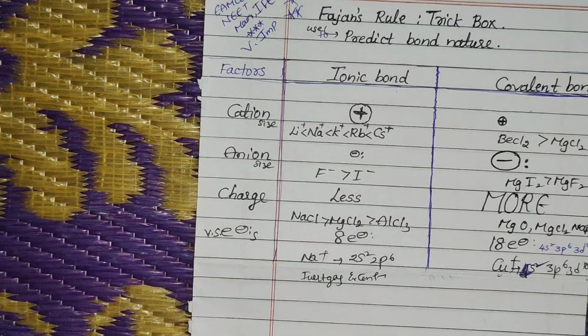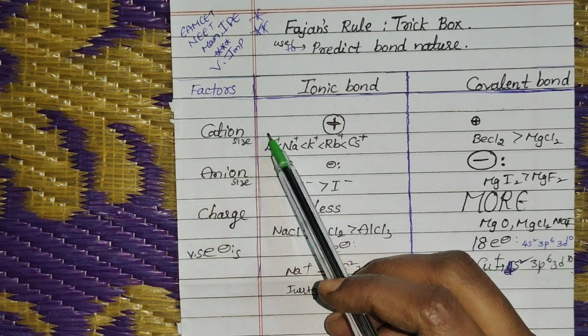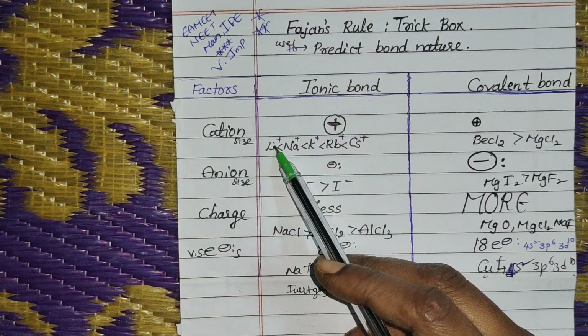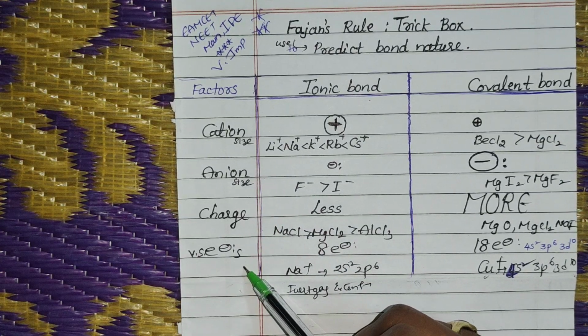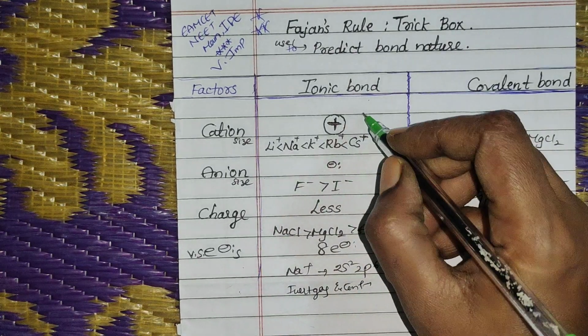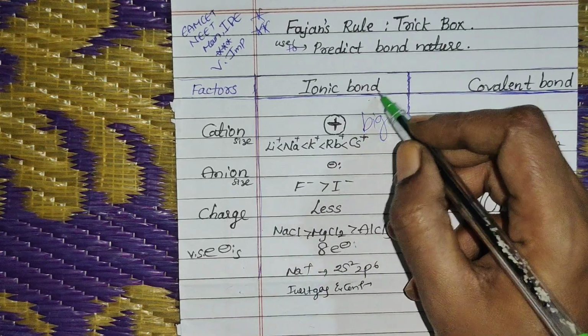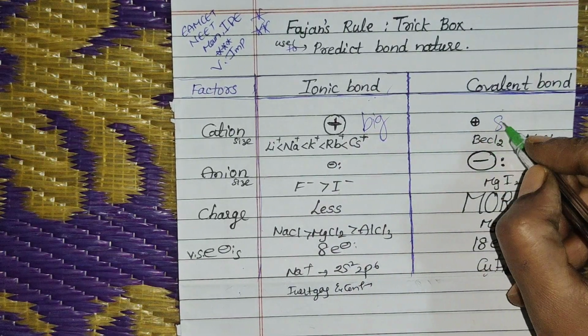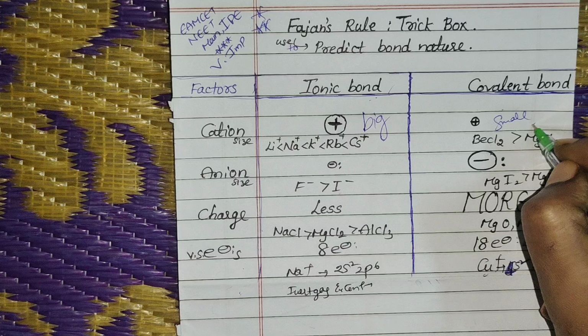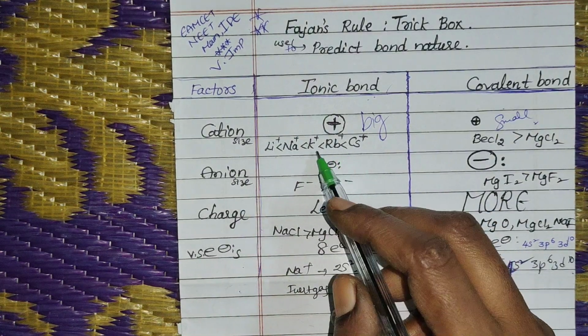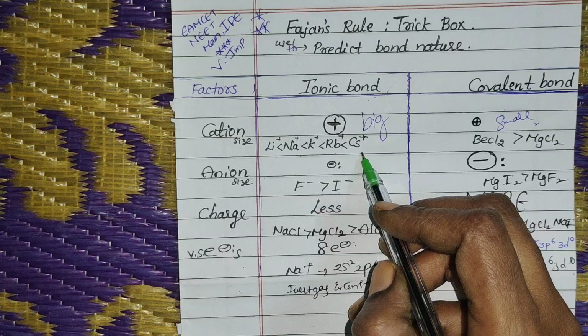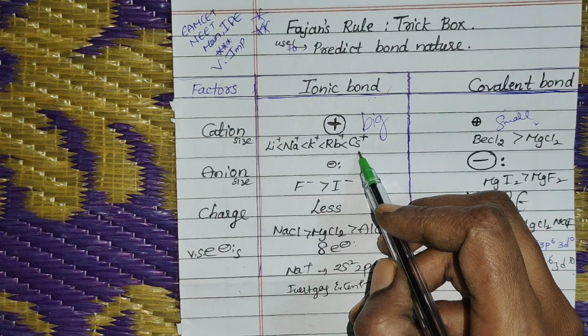In this, we have to take 4 criteria. One is the cationic system, one is the anionic system, another is the charge variation, and another is the valence shell electrons. If there is a big cation, that prefers the ionic bond nature. If there is a small cation, that prefers the covalent bond nature. So here lithium, sodium, potassium, rubidium, cesium. Cesium is a big cation, that is why it prefers the ionic bond nature.